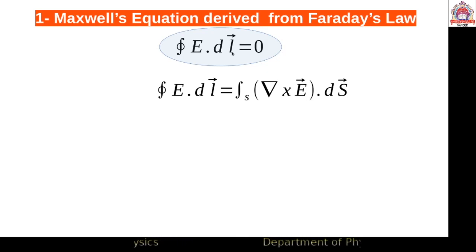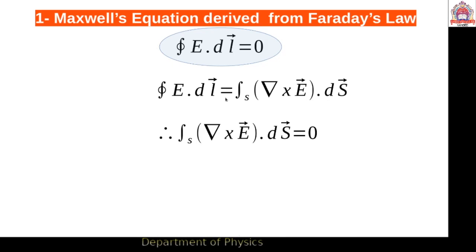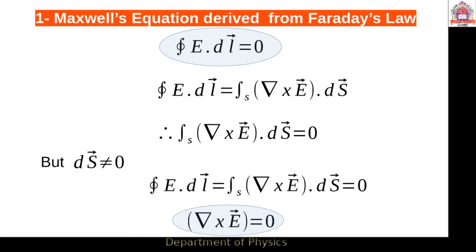Here the term, the surface integral of del cross E dot dS, is 0. But dS cannot be 0, because S is a vector quantity. That means del cross E is equal to 0. This equation is called the point or differential form of Maxwell's equation derived from Faraday's law for static fields.